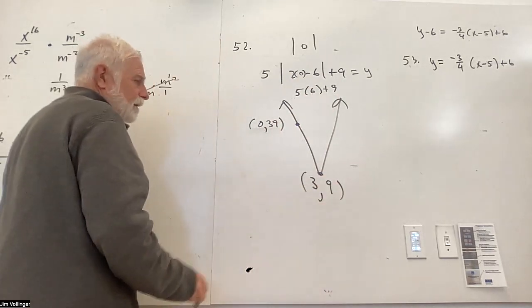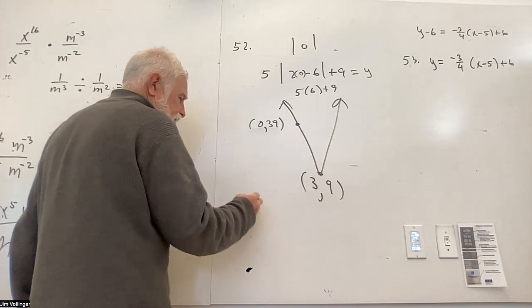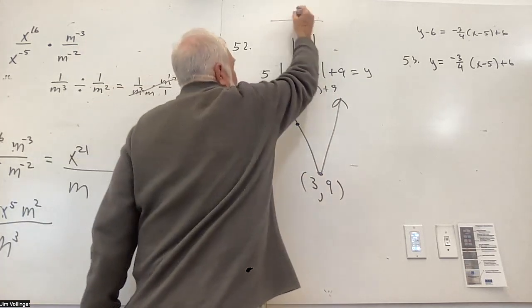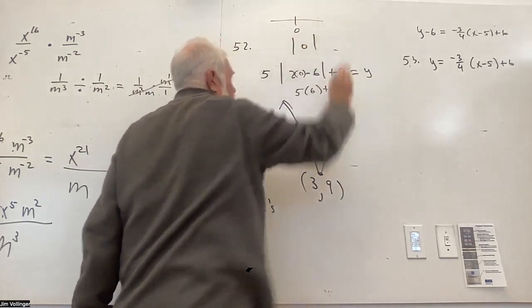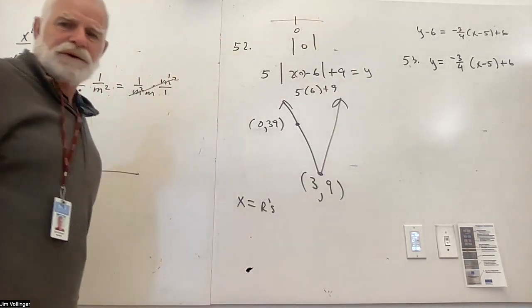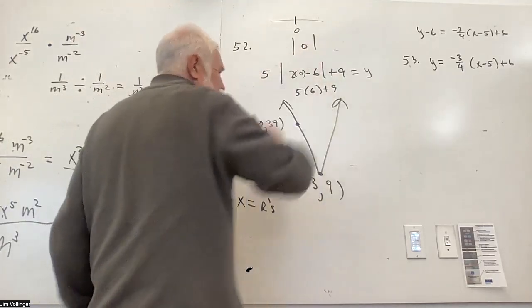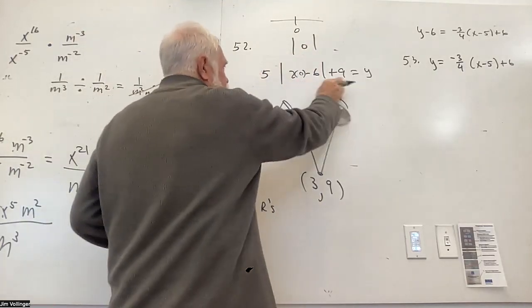What's the domain? Domain's all reals. There's no restriction on numbers, their distance from 0 on a number line. There's no restriction on multiplication. There's no restriction on addition. So that's all reals.